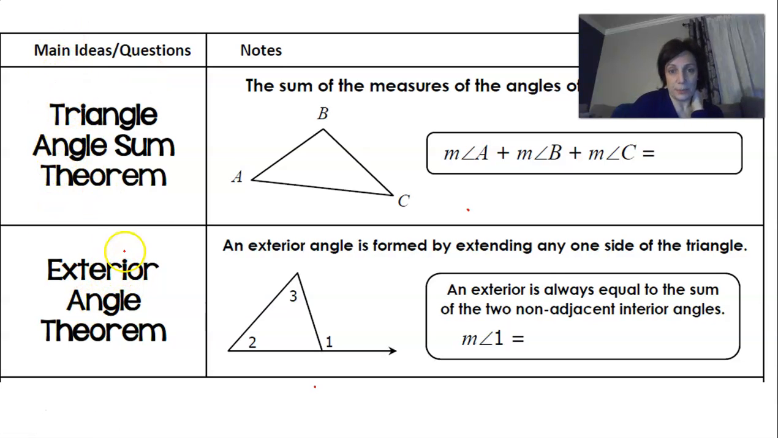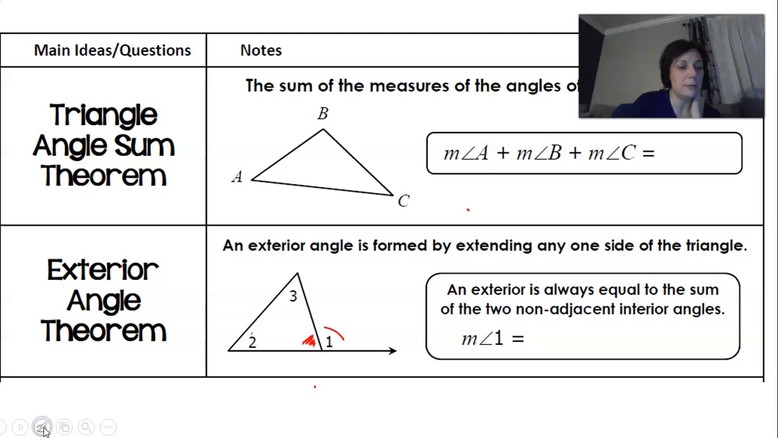Here's the deal. If you have a triangle and you have an extended side, and we saw some diagrams like this yesterday, there is a definite relationship between this angle on the outside and the other two angles that are in the triangle. Not the angle that's right next to it, but the other two angles in the triangle. Now, work with me on this. Let's think about this for a minute.